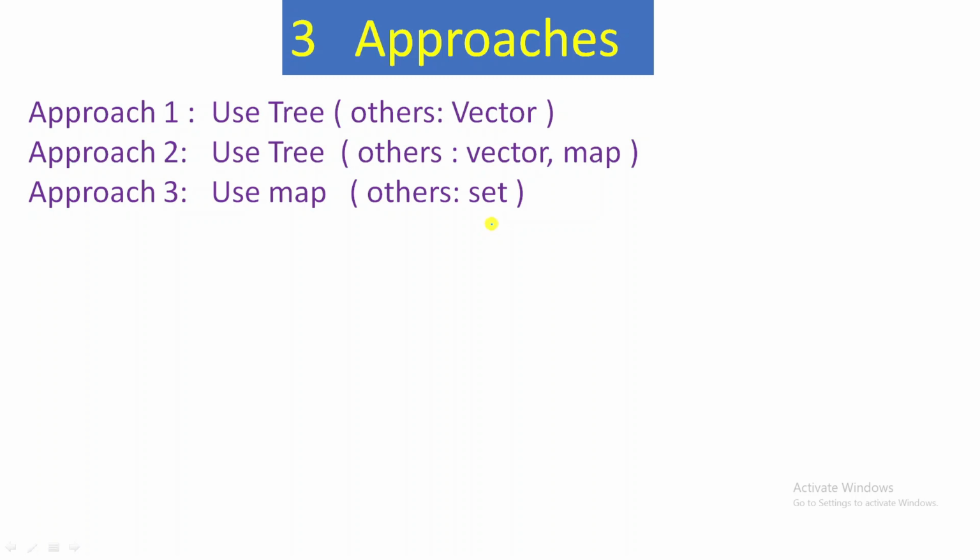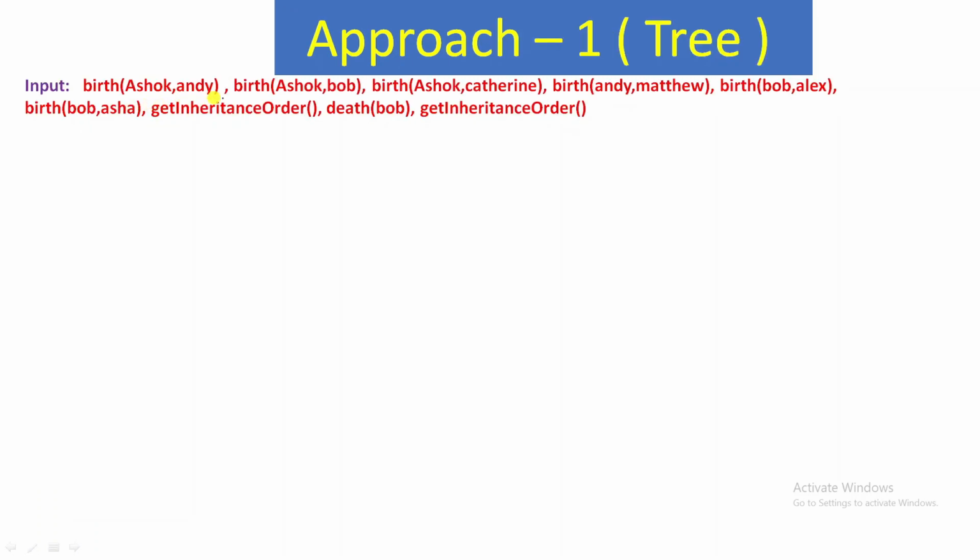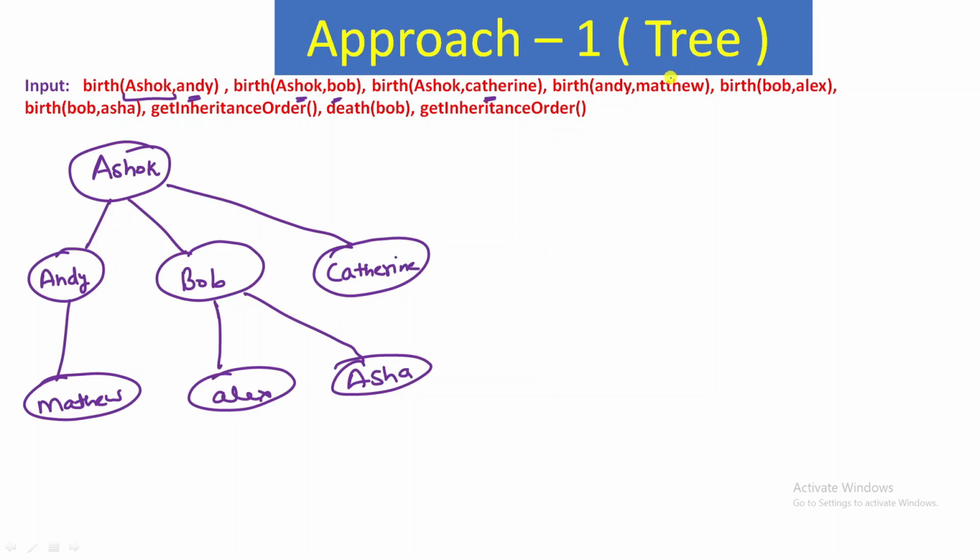First I'll tell you only the approach, that is, what the approach actually means and how it is going to solve this question, and then we will understand all three approaches in detail with the help of code. This is the input that I will be taking in our further discussion. Here Ashok is the name of the king, and Ashok has a child Andy. Then the next birth in the kingdom was Bob, also a child of Ashok. Again, the next child was Catherine, and so on, as we have seen in our previous questions. So in approach one, we will be using the tree data structure along with the vector.